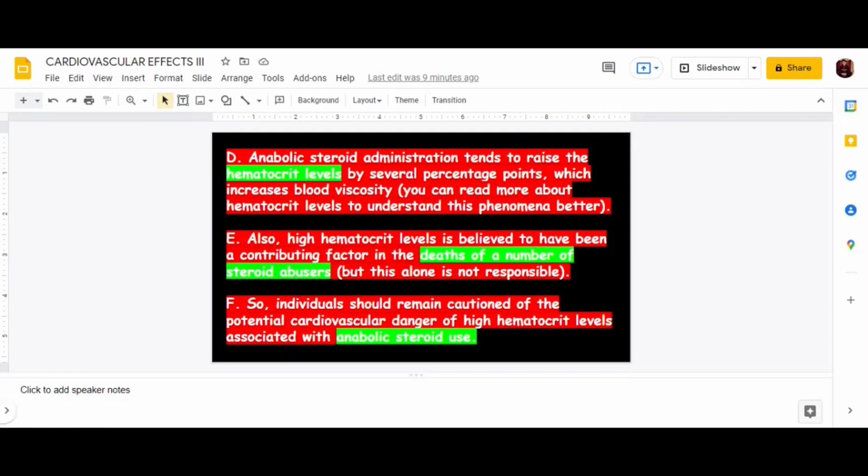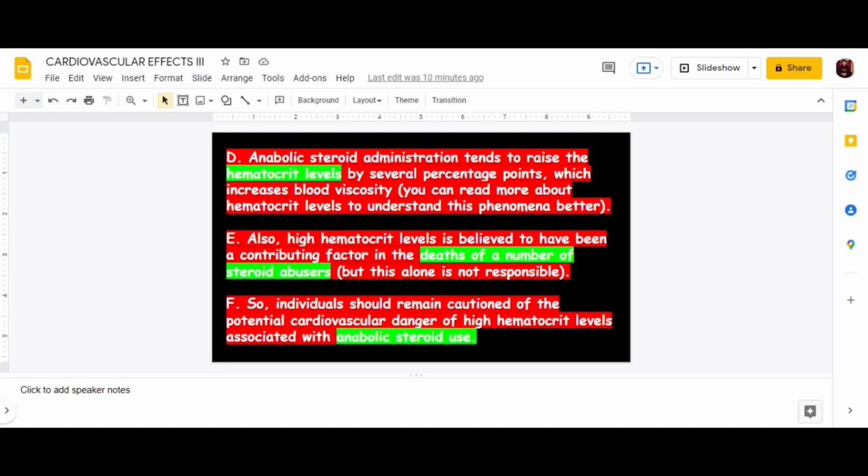Let's see it in this slide. What anabolic steroids do is increase the hematocrit levels by several points, which increases the blood viscosity. Now if you want to know more about hematocrit levels, you can search it on the internet and you will find a lot of information about this. But for now, high hematocrit levels are believed to be a contributing factor in the deaths of a number of steroid abusers. But as always, this alone is not responsible.